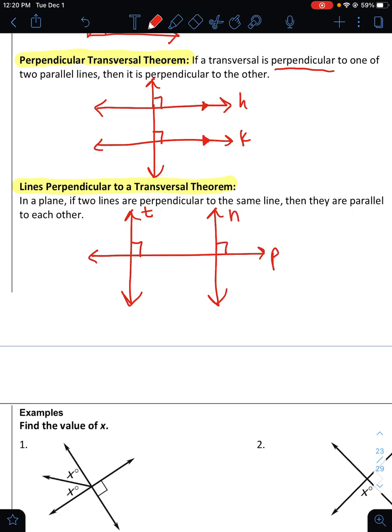This theorem says, well, if lines T and N are both perpendicular to P, then T has got to be parallel to N. And we can actually explain this with a converse. We can say here, if these two corresponding angles are congruent, therefore T and N have got to be parallel to each other. So it's called the lines perpendicular to a transversal theorem, or sometimes I feel like it's easier to say what it says: if two lines are perpendicular to the same line, they're parallel to each other.